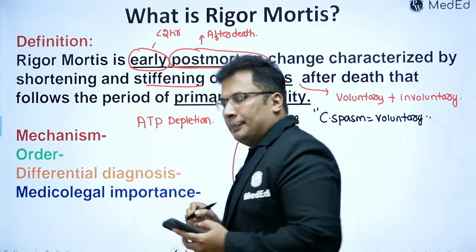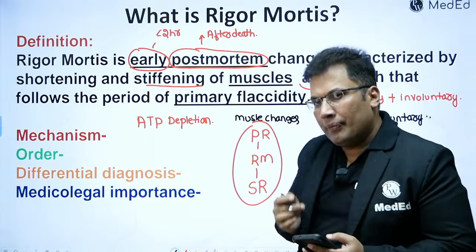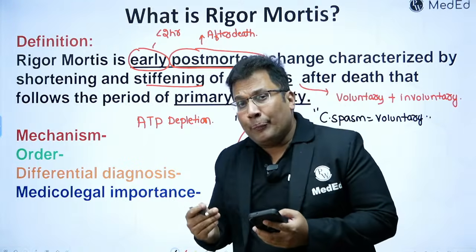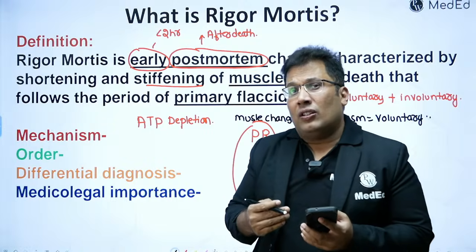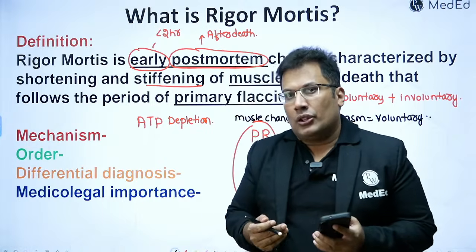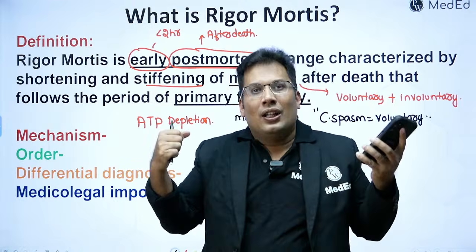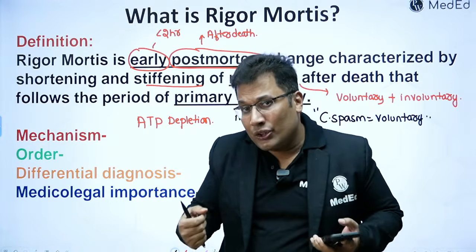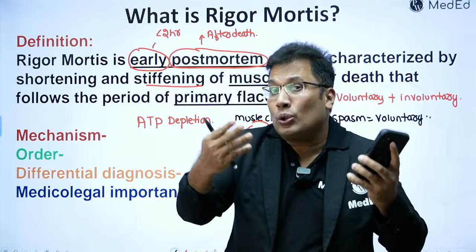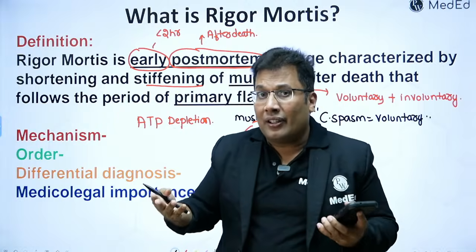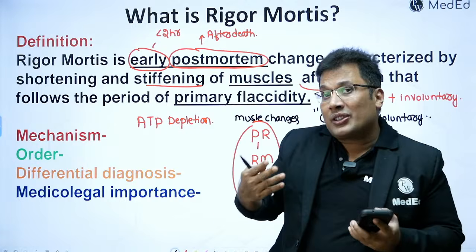ATP depletion. When there is no ATP, there is no separation of actin and myosin. Muscle contraction occurs because of the actin and myosin filaments. When there is no ATP, there is no separation of the actin and myosin filaments, so that leads to stiffening of the muscle.